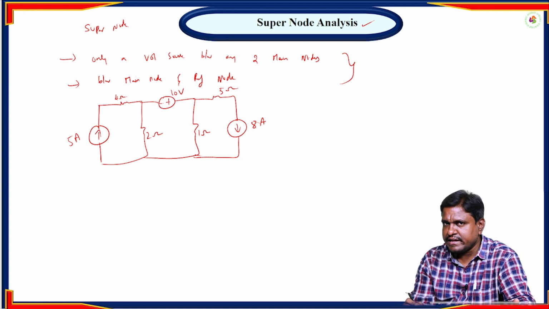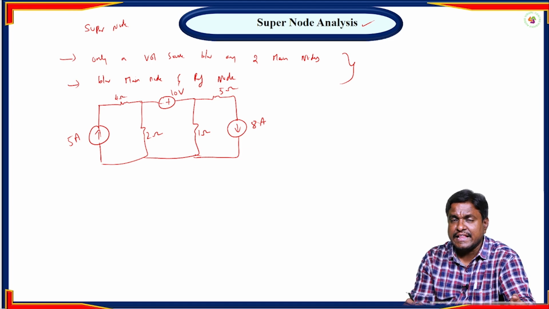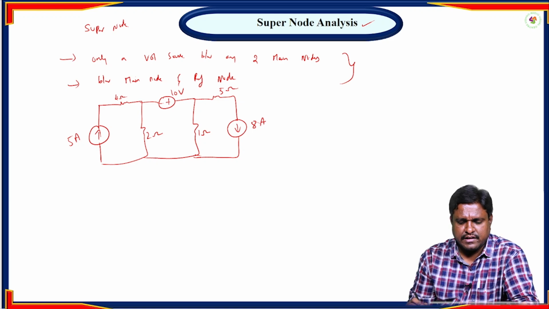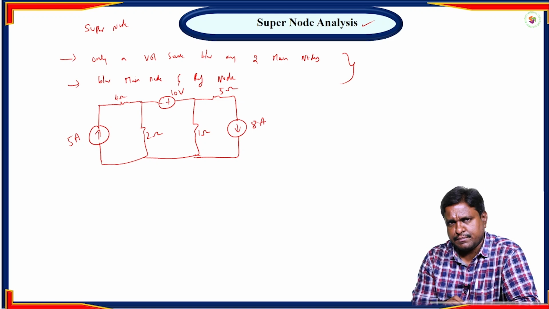We have to write the supernode equation. If there is any voltage source between two particular nodes, they are said to be in a supernode, and we are going to write the supernode equation, and next we are going to write the combined equation for that. Let us write the equations for the particular part.